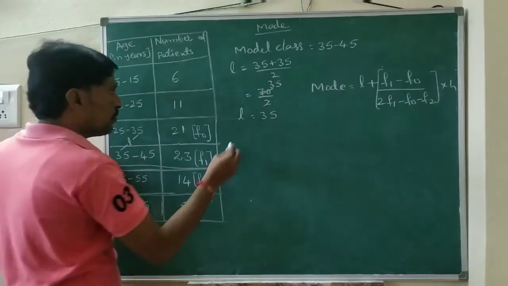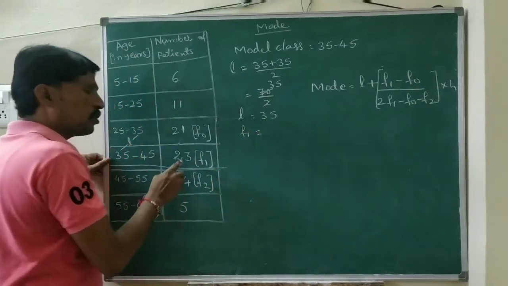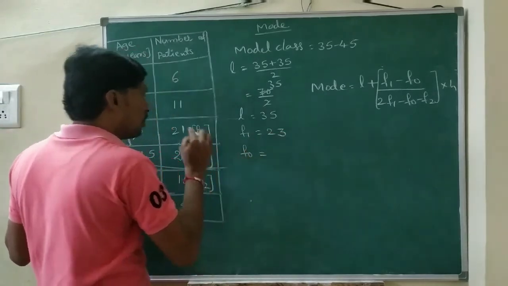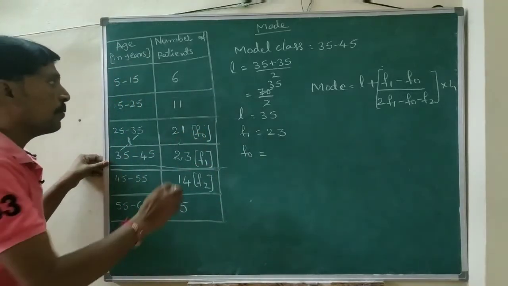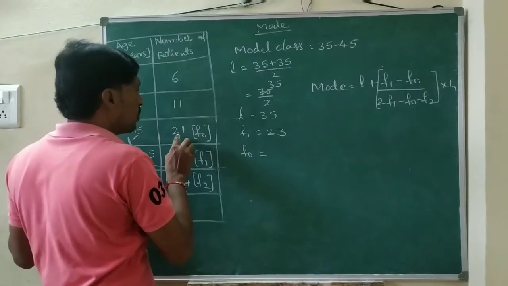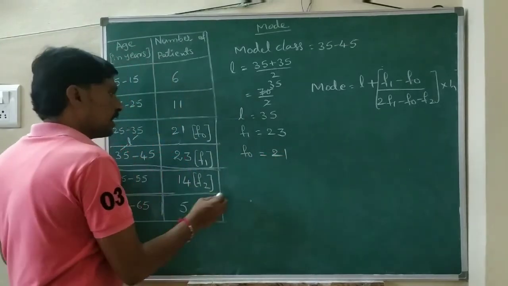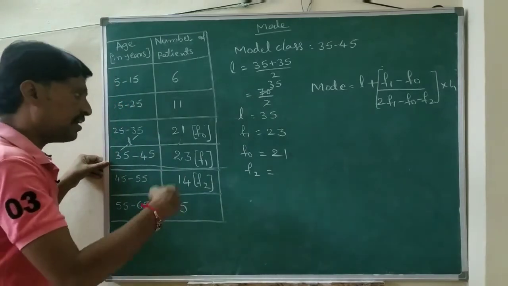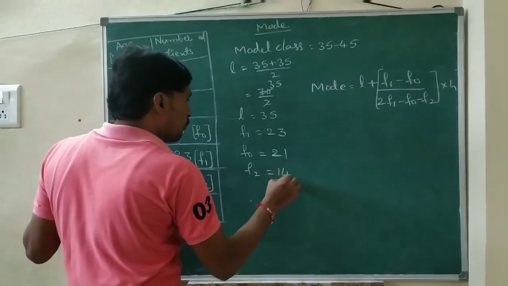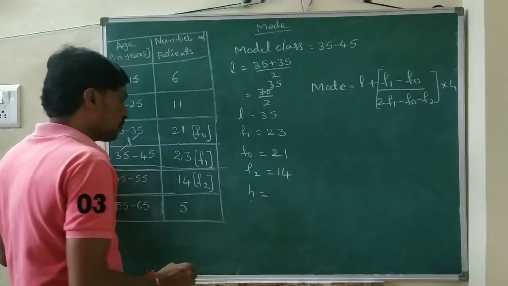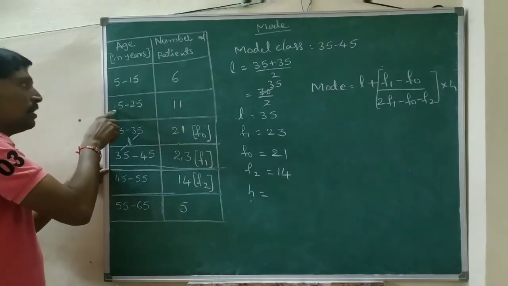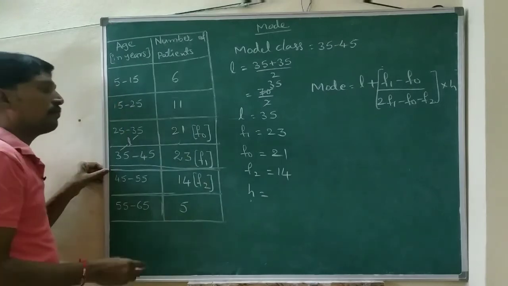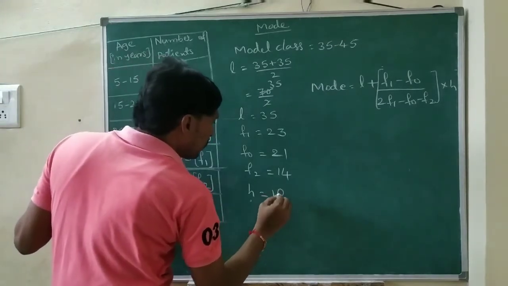Next, F1 we already know. It is the frequency of the modal class, so that is 23. Next, F0. What is F0? It is the frequency of the class preceding the modal class, which is 21. Next, F2. It is the frequency of the class succeeding the modal class, that is 14. The H value is the difference between any two successive class lower limits, so 15 minus 5, which is 10.